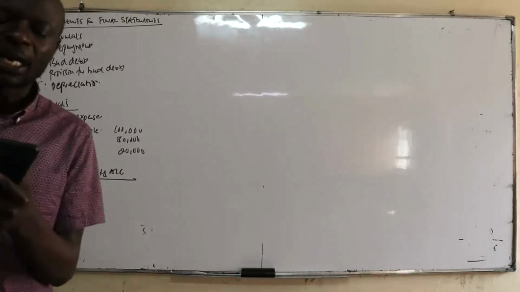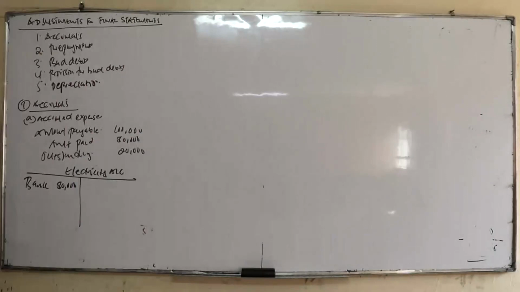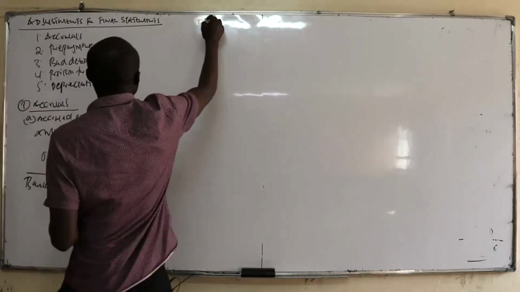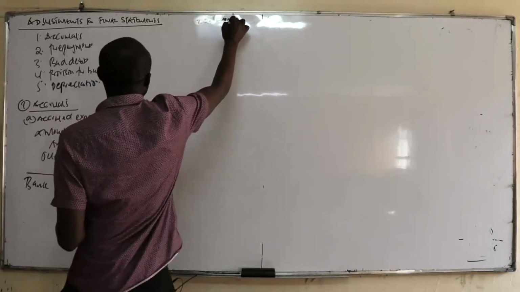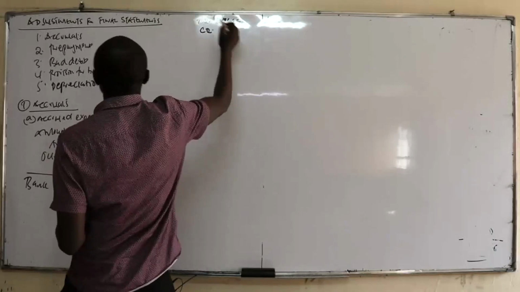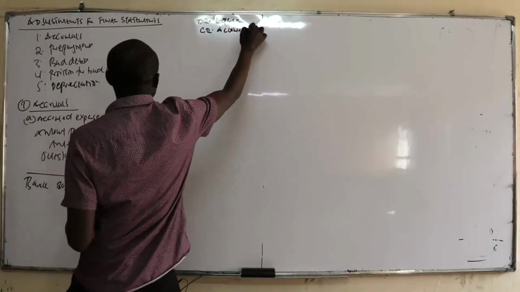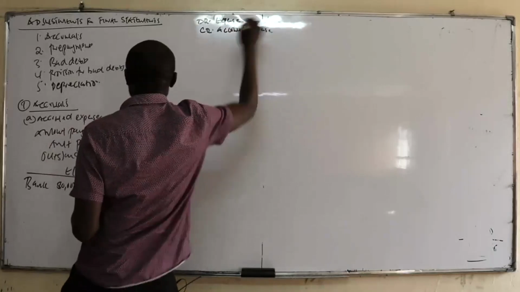But we are aware that this is not sufficient. That does not cover the entire amount for electricity. 20,000 is still due. It's not yet paid. So the one that is not yet paid, which you call accrued, the double entry is you debit the expense and you credit accrued expense. That is the double entry for it. That is the adjustment for it.